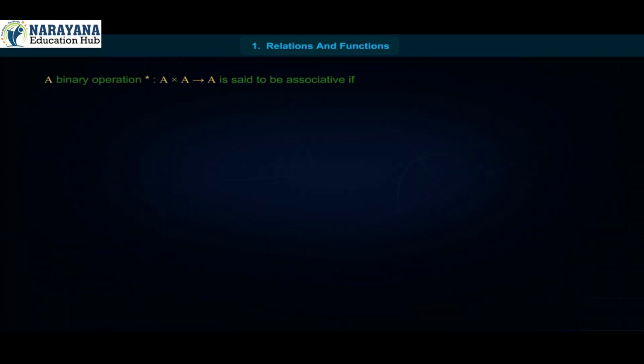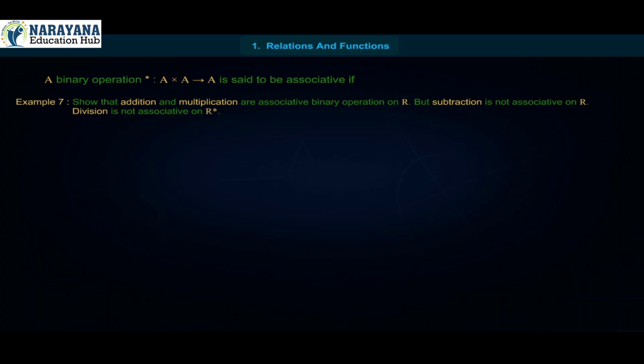Definition 12. A binary operation star from A cross A to A is said to be associative if (a star b) star c is equal to a star (b star c) for all a, b, c belonging to A. Example 7. Show that addition and multiplication are associative binary operations on R, but subtraction is not associative on R. Division is not associative on R star.